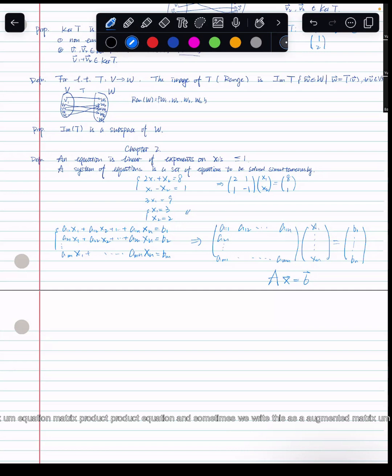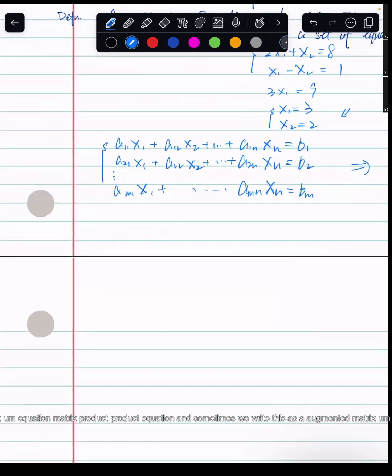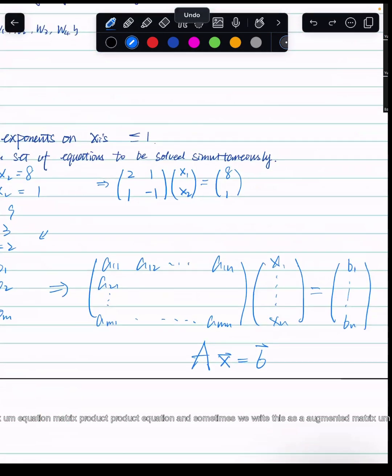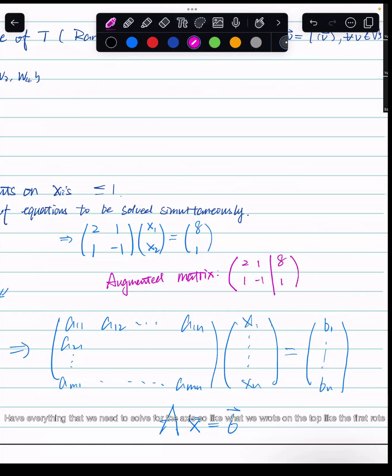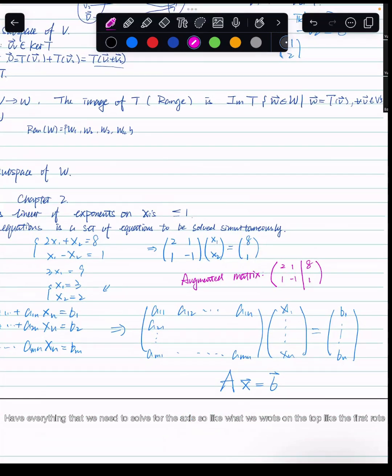And sometimes we write this as an augmented matrix. See here. So we ignore the unknowns. We just write the matrix A on the left side and the b vector on the right side. Right, and now we have everything that we need to solve for the x's.